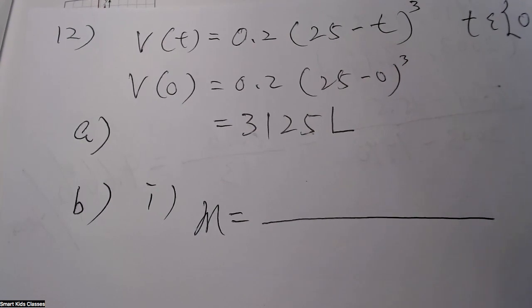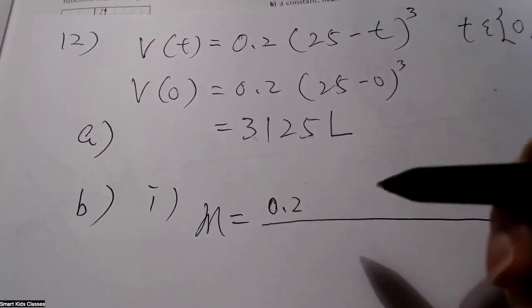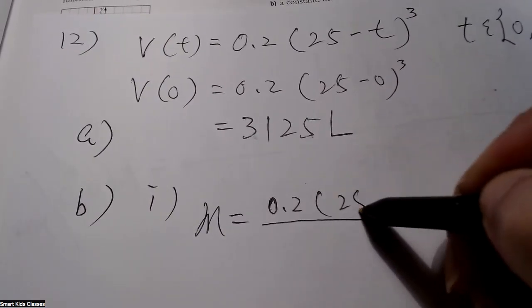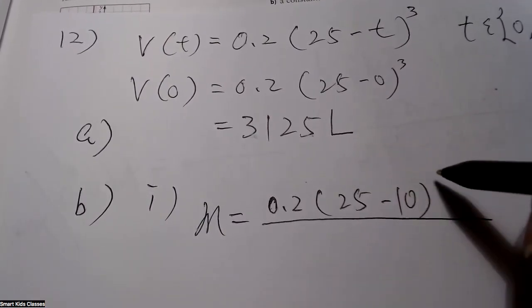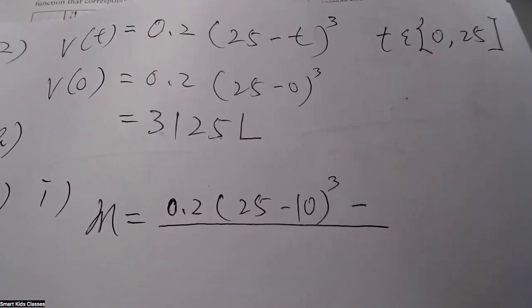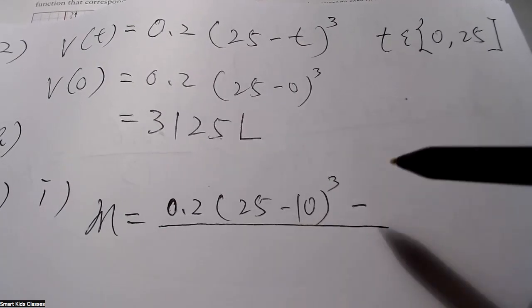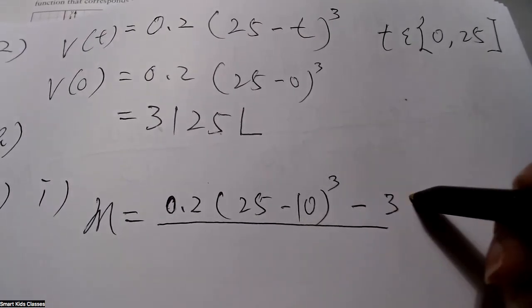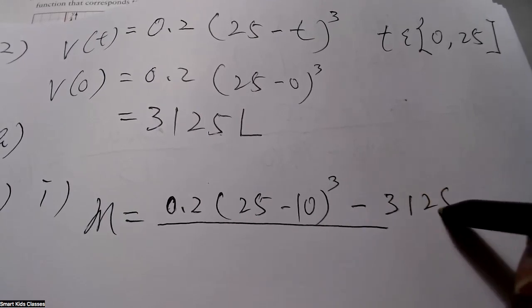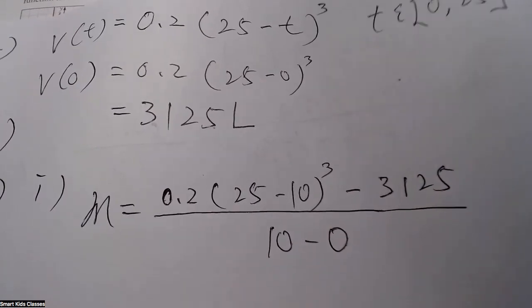So for the first 10 seconds, we're going to plug in 10. So 0.2 times (25 minus 10) exponent 3, and subtract the initial. We got the y2 here already. It's 3,125. So we're going to use the time 10 minus 0.